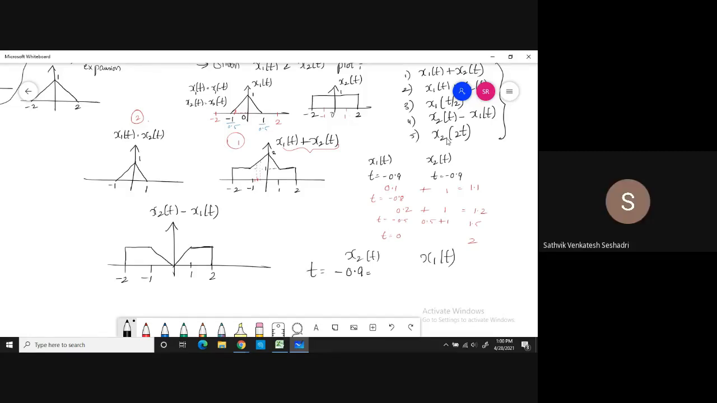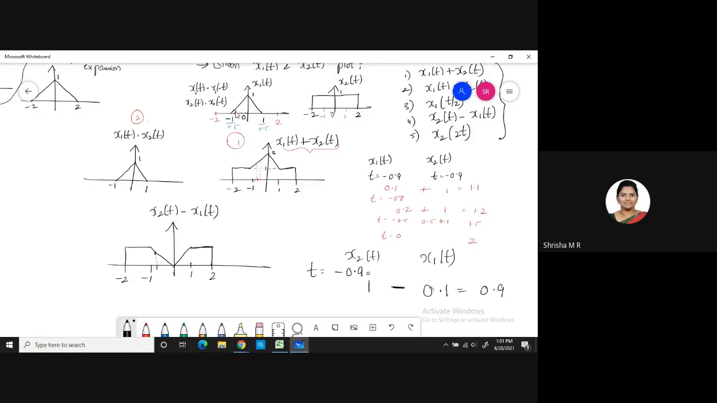You're talking about the fifth one. Yes, ma'am. Oh, okay. I'm still here only in the fourth one. Okay, at t is equal to minus 0.9 in x2 of t, what is the amplitude? It is 1, correct? Yes or no? Yes, ma'am. In x1 of t, how much is the amplitude at t is equal to minus 0.9? 0.1. How much will you get? 0.9. At t is equal to minus 0.9, the amplitude is 0.9.